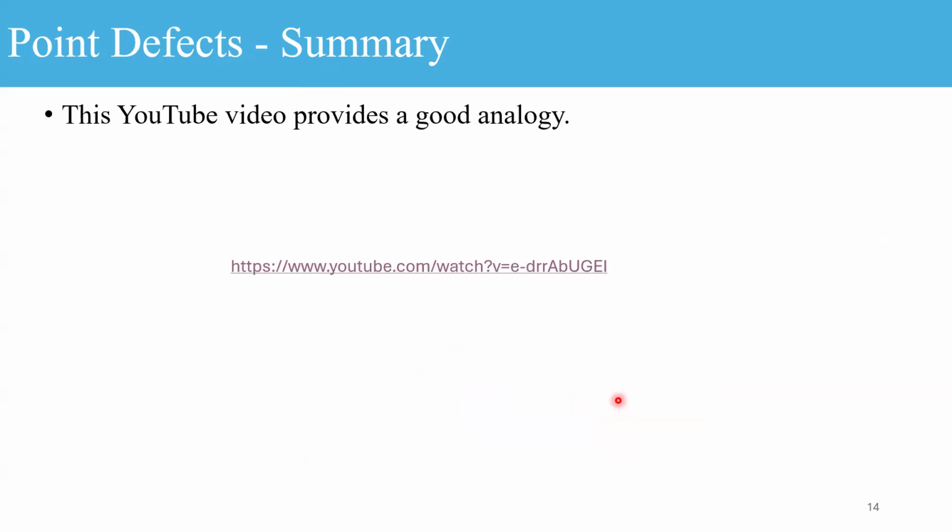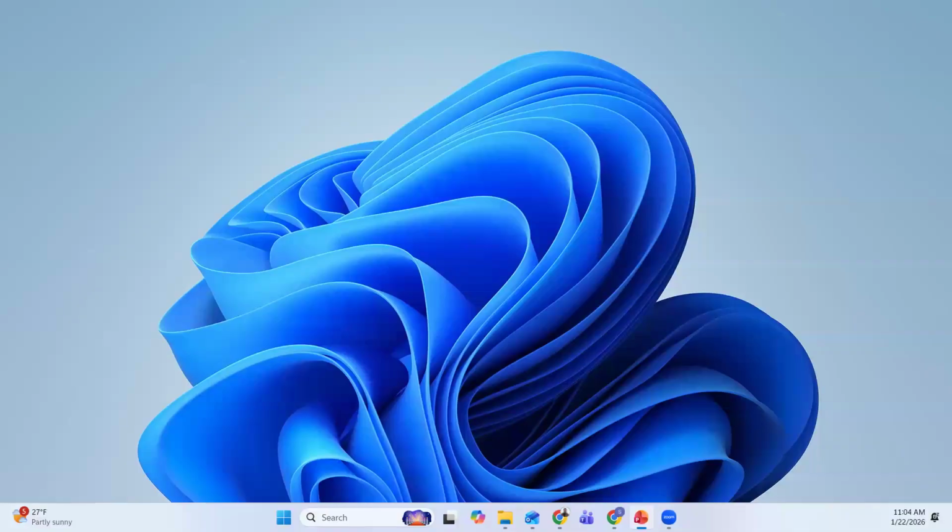This class has a lot of new terminologies, and it might be overwhelming to understand and remember all of them. So what we'll do is watch this YouTube video. It's a good analogy which relates these kinds of defects we discussed to a real-life scenario. We'll watch this video and then continue to dislocations. So let's watch this video.